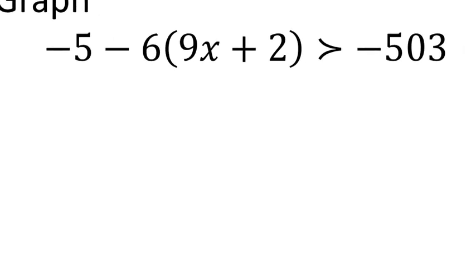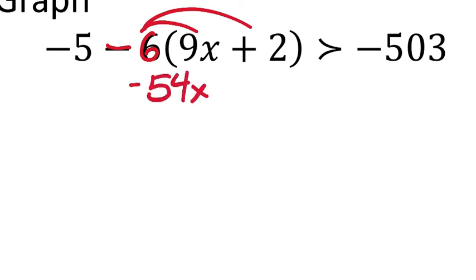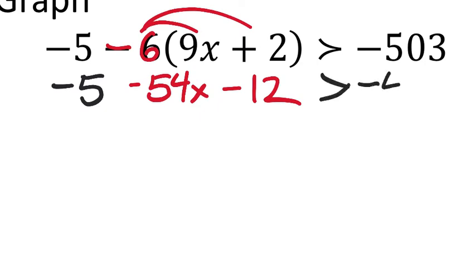And this one's now a multi-step equation, so I do need to distribute this negative 6, by the way. So I'd have negative 6 times 9x, which would be negative 54x. And then I also have negative 6 times 2, which would be negative 12 right there. So I'm left with negative 5 minus 54x minus 12 is greater than negative 503. So with distribution, that's done.